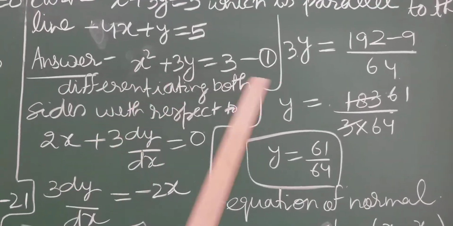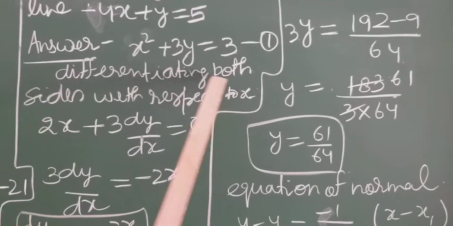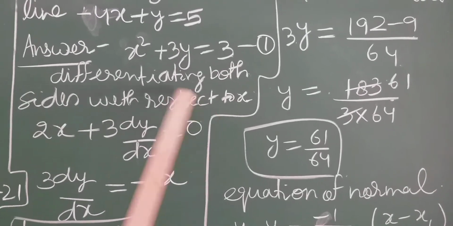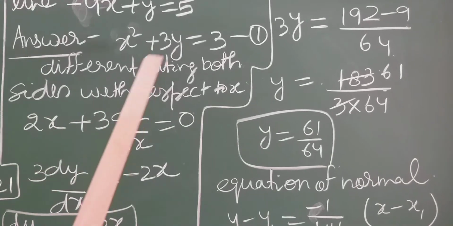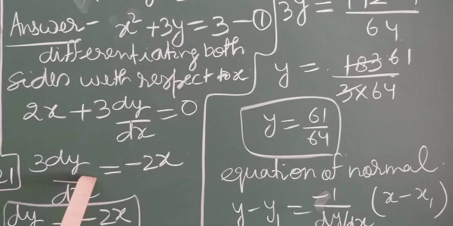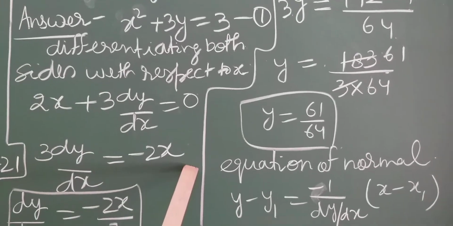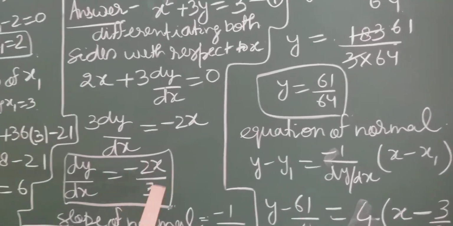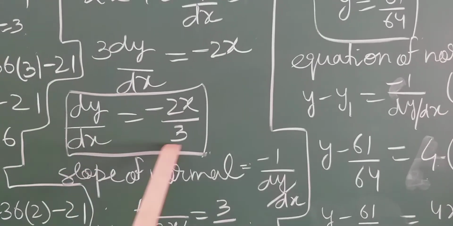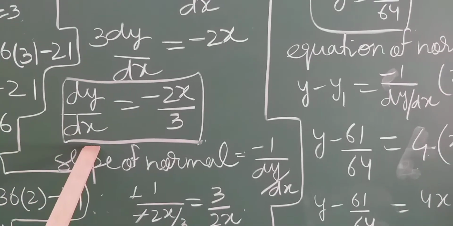So this is the equation, student. Differentiating both sides with respect to x to find the value of dy by dx, it is 2x plus 3 dy by dx equals to 0. So 3 dy by dx equals to minus 2x. So dy by dx equals to minus 2x upon 3. So this is the slope of tangent.